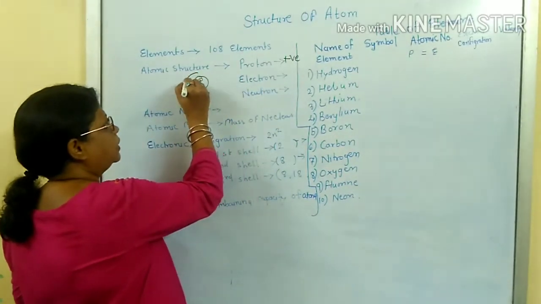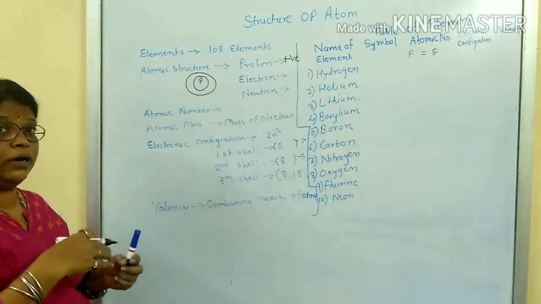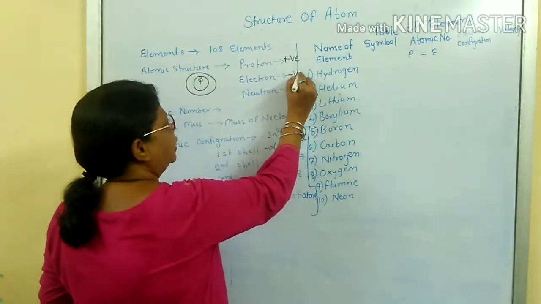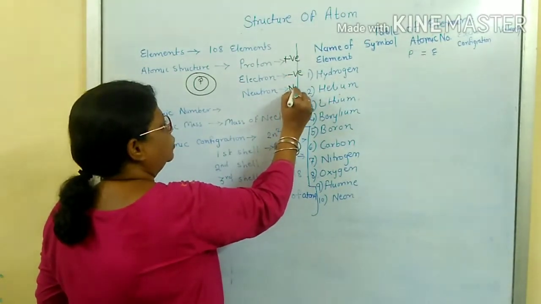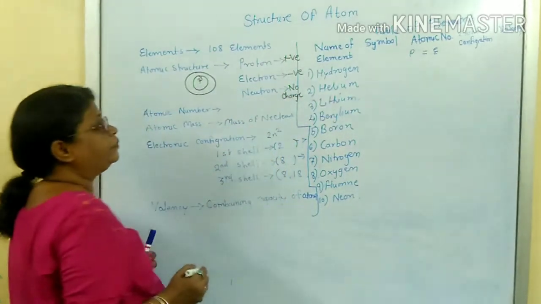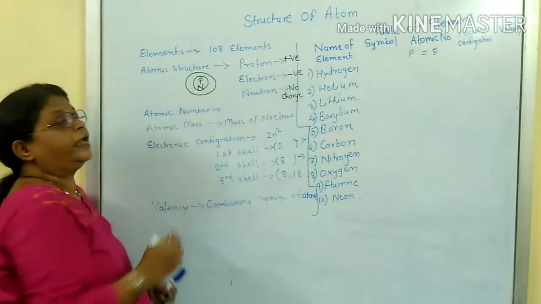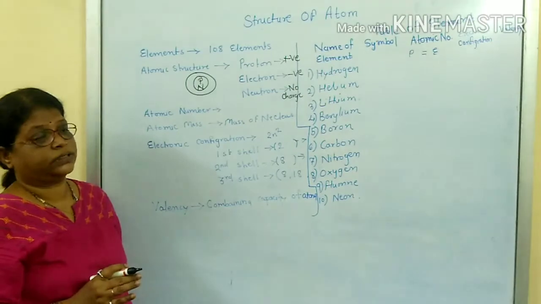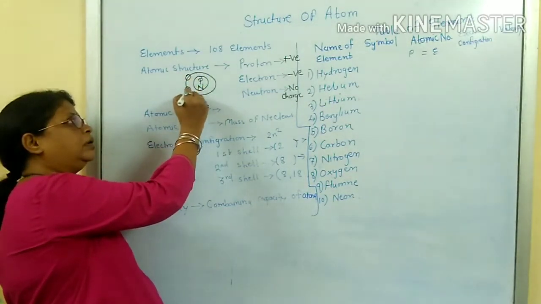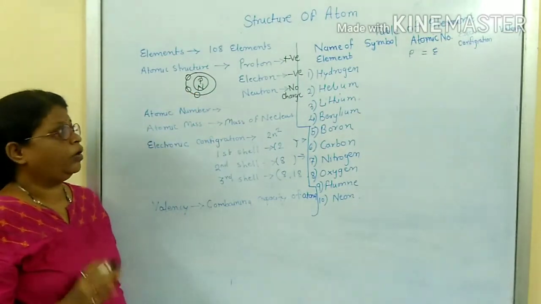Electrons surround the nucleus, revolve in a fixed orbit, and they have a negative charge, and neutron has no charge. So proton and neutron are present in the nucleus, and electrons revolve around the nucleus in a specific shell or orbit.